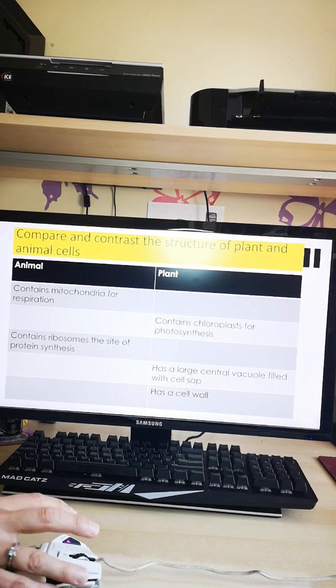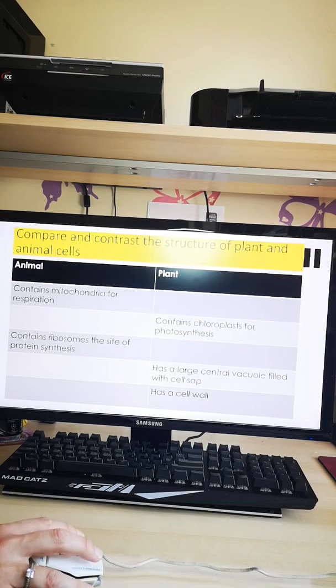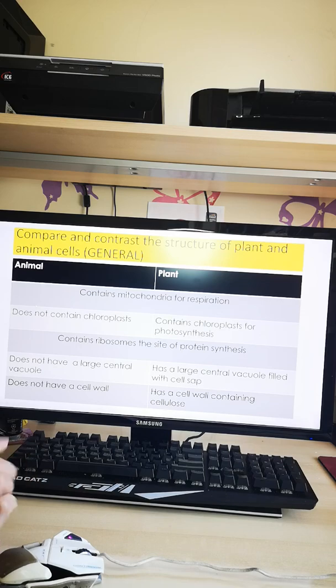Okay, so you should be back with me now. So the first one actually is a similarity. So both plant and animal cells contain the mitochondria. Okay, and we said that was for the process of respiration, which is the process by which we make ATP in the cell. The second comparative point is a different one.